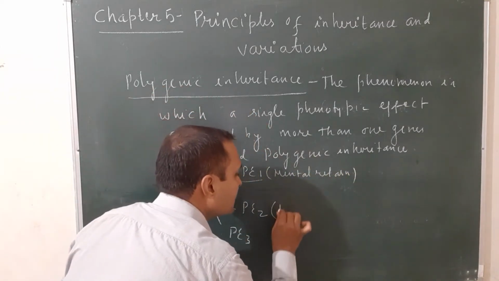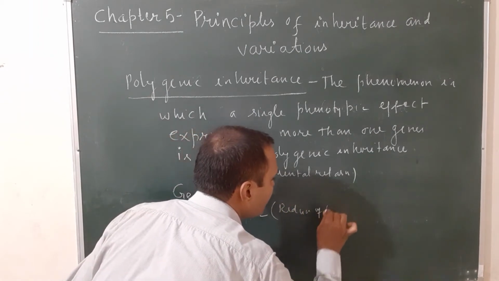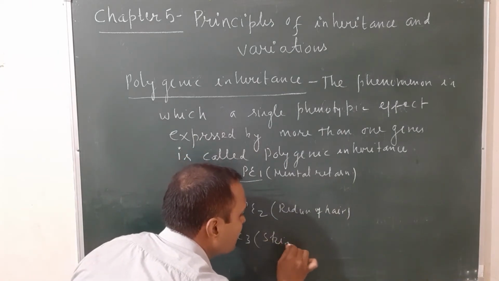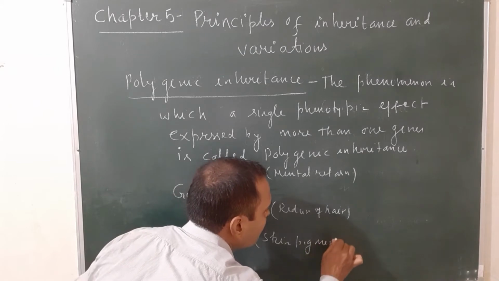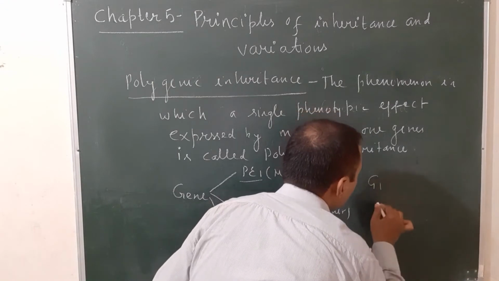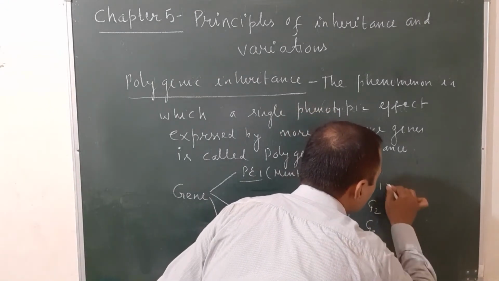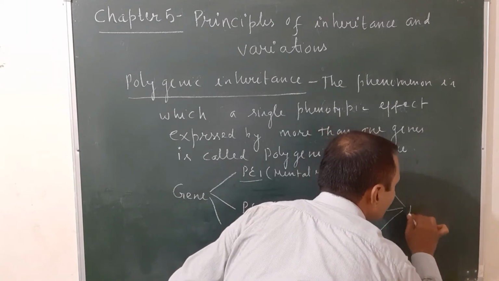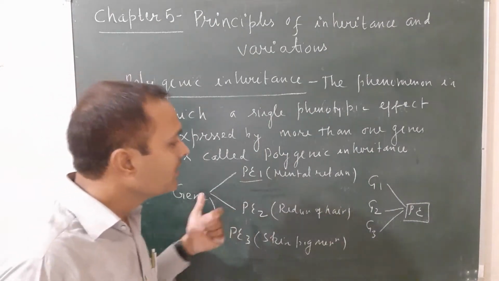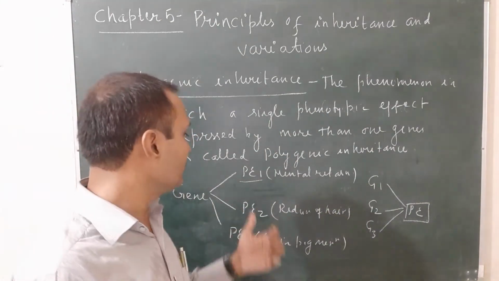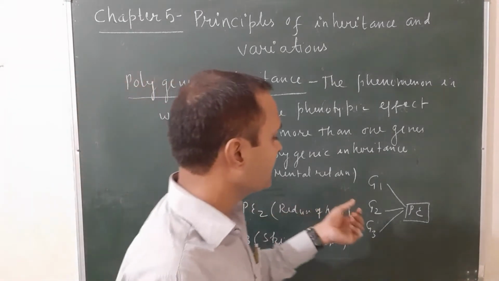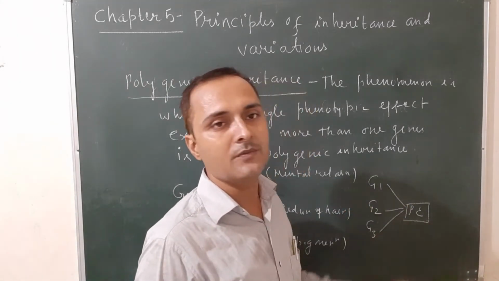Second one is reduction of hair in case of phenylketonuria, and third one is the skin pigmentation. So this is an example of pleiotropy. But when more than one gene, suppose gene 1, gene 2, gene 3, express the same phenotypic effect, only one phenotypic effect, this phenomenon is known as polygenic inheritance. So you can say both are opposite processes. In pleiotropy, a single gene expresses more than one phenotypic effect, but in polygenic inheritance, more than one gene expresses only one phenotypic effect.